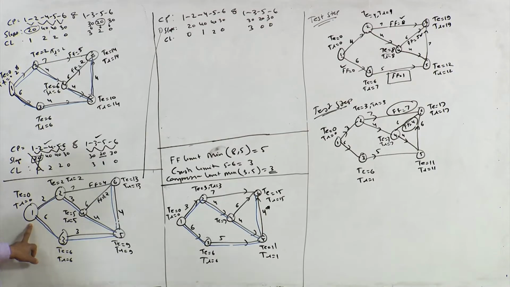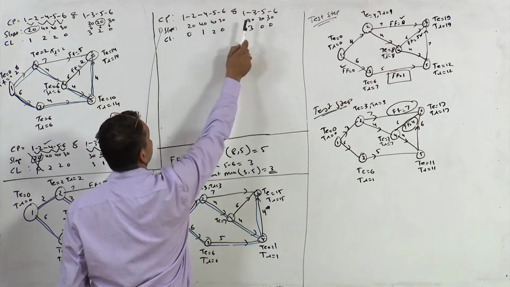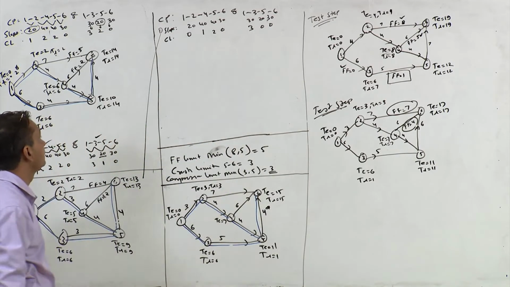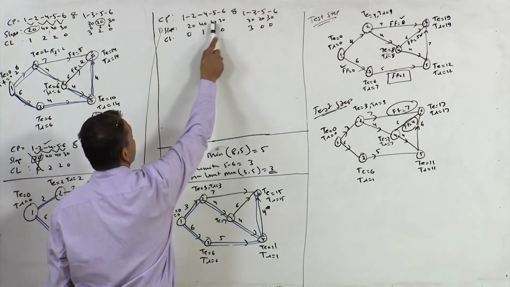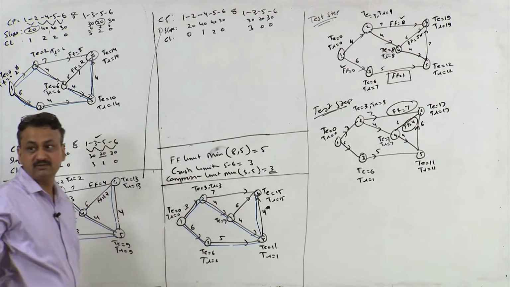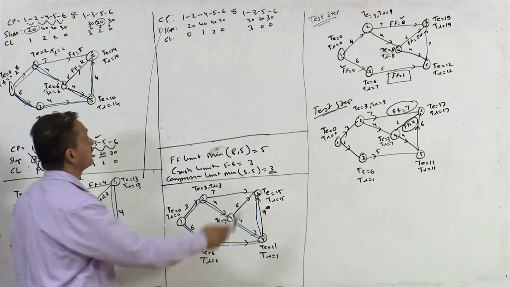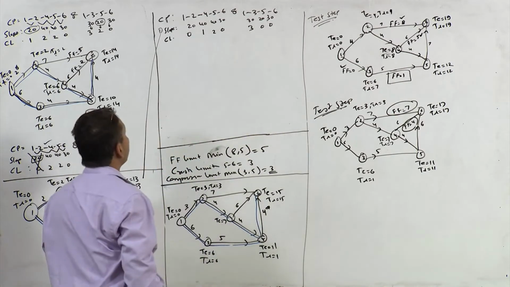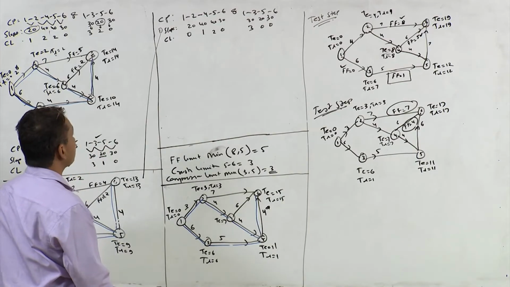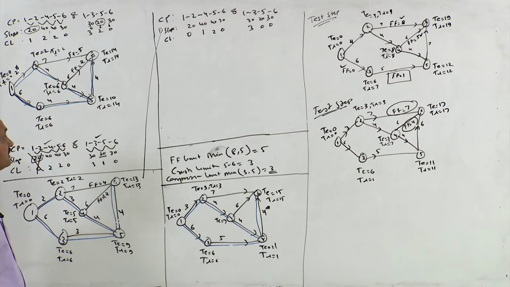There are two critical paths. First critical path: 1, 2, 4, 5, 6. Second critical path: 1, 3, 5, 6. So we have written these two critical paths here, and slopes of course you can easily write by looking at the very first table for this path also, right. And crash limits for 5, 6 we have exhausted, and for 3, 5.